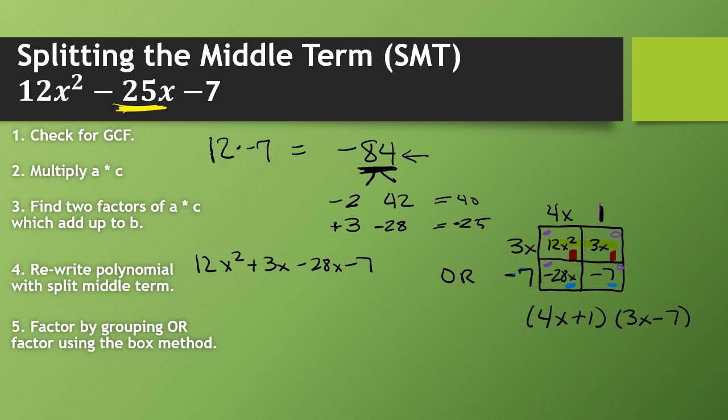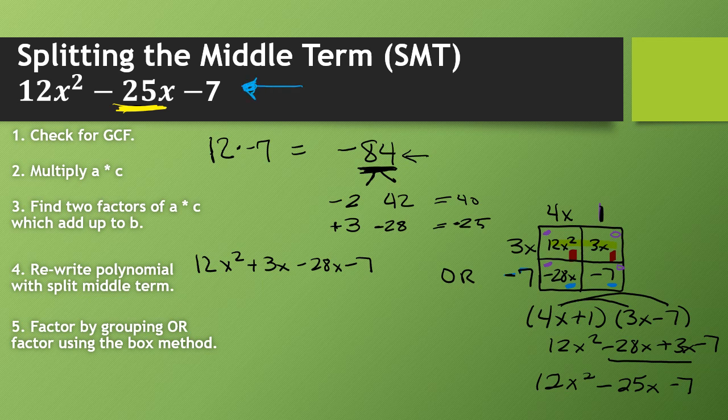You can now check that to make sure we end up with my original polynomial. So we have 12x squared minus 28x plus 3x minus 7. I look at these two terms right here, and they can be combined. So now I have 12x squared minus 25x minus 7, which if you come up and you look at the original problem right here, that is what I had in my original. So that tells me that I factored that correctly.